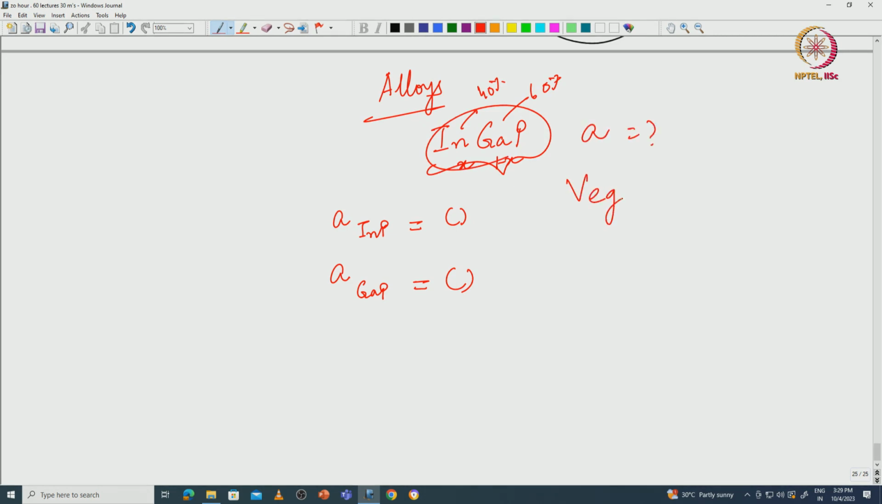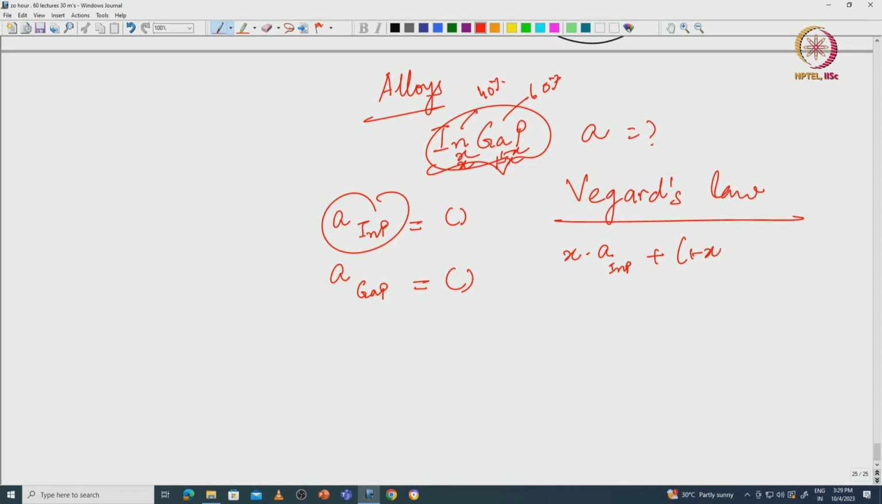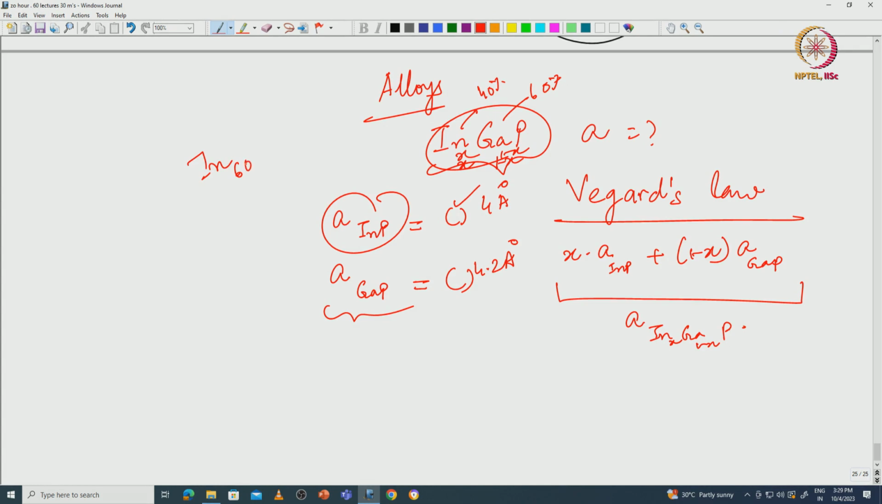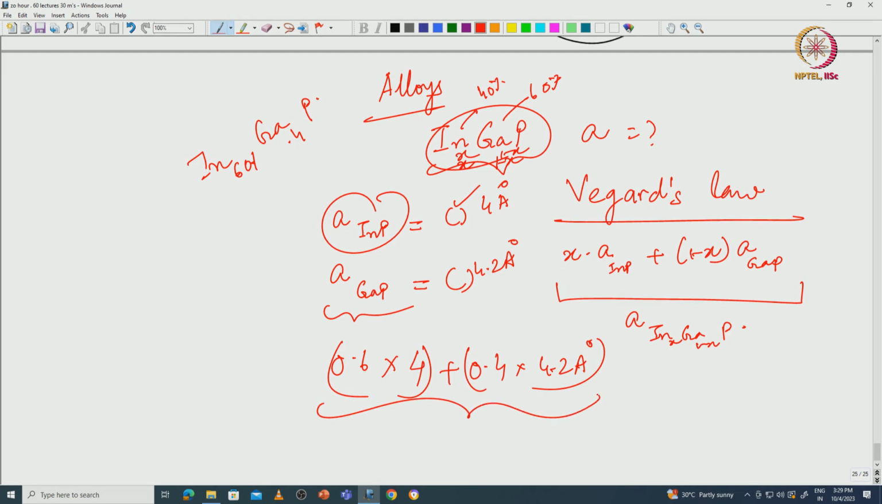So people use something called Vegard's law. In this case, Vegard's law states that you linearly interpolate between this. Suppose you have x amount of indium and 1 minus x amount of gallium. So x amount of this quantity, which is A indium phosphide, plus 1 minus x of this quantity, which is A gallium phosphide, this quantity will give you the total lattice constant of indium x gallium phosphide. You got it? So if this is suppose 4 angstrom and this is suppose 4.2 angstrom, and you are talking about indium say 60%, gallium say 40%, then you are talking about 0.6 into 4 angstrom plus 0.4 into 4.2 angstrom. This total, whatever angstrom you get, is the lattice constant of the indium gallium phosphide with 60% indium, 40% gallium.